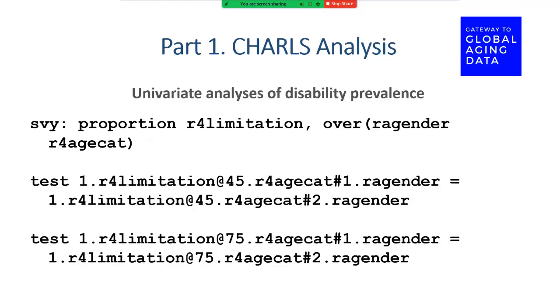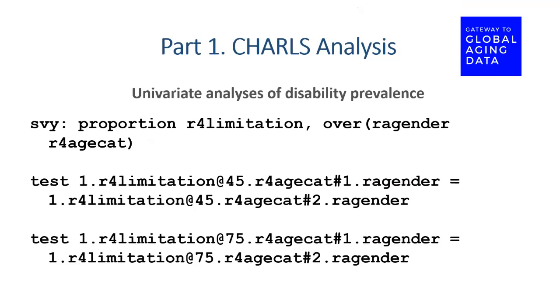So one of the things that we want to ask ourselves is, do we see a difference in the patterns, right? To do that, we can really easily modify our command. In that over option of the proportion command, we can have multiple variables.